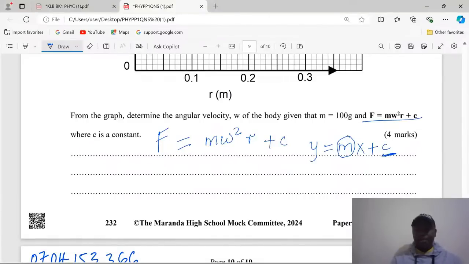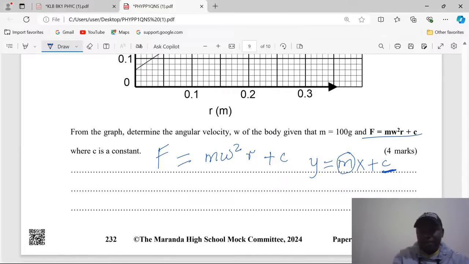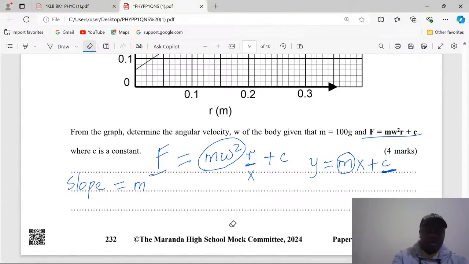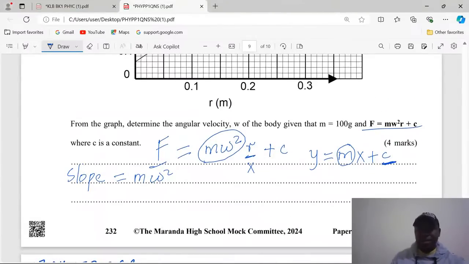Therefore, in this case, we'll say that our mass times angular velocity squared is the coefficient of whatever is on the x-axis. On the x-axis, we have r. On the y-axis, we have F. And so the coefficient of r becomes our slope. So slope in physics is gradient in mathematics. So slope is given by mass multiplied by omega squared. And so we can say the value of slope S can be determined first.